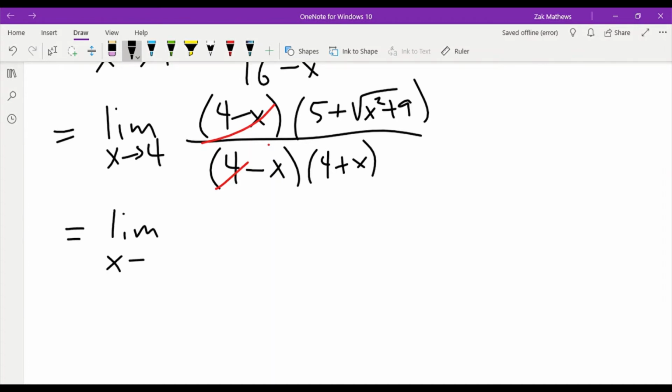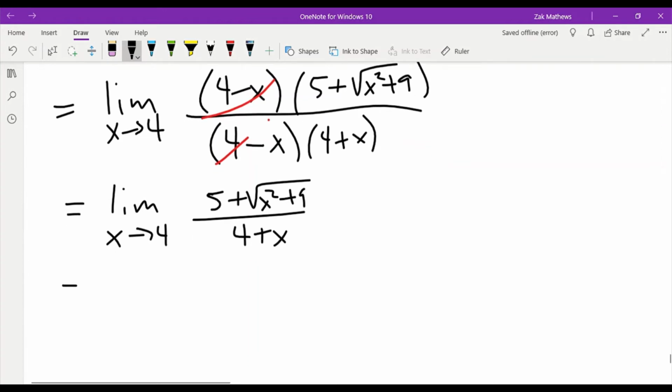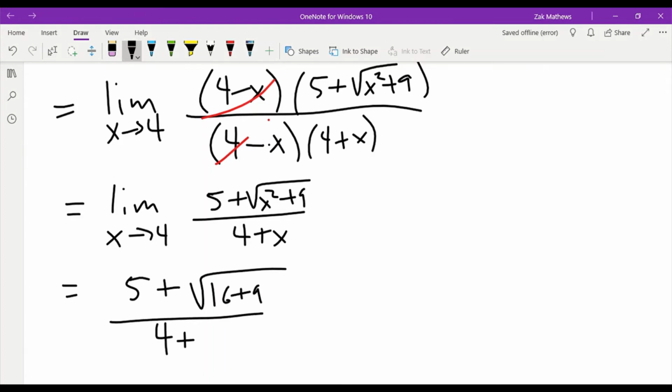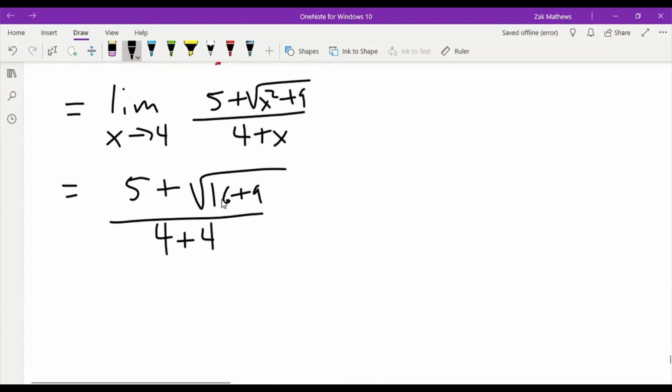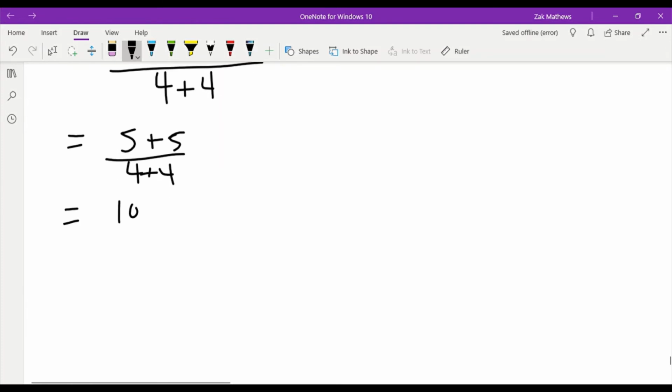Those were our zeros. So the limit as x goes to 4 of 5 plus the square root of x squared plus 9 over 4 plus x. And so let's see what happens now when we plug in. So we'll have 5 plus the square root of 16 plus 9 over 4 plus 4. 16 plus 9 is 25, and the square root of 25 is still 5, as we saw before. So we have 5 plus 5 over 4 plus 4. 5 plus 5 is 10, 4 plus 4 is 8, and we can simplify that to 5/4.